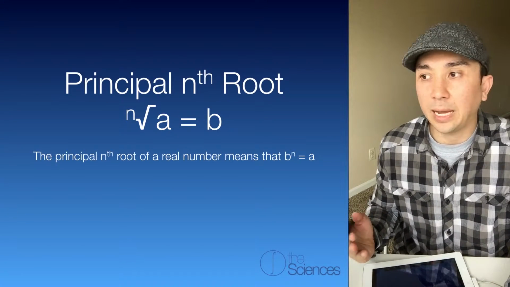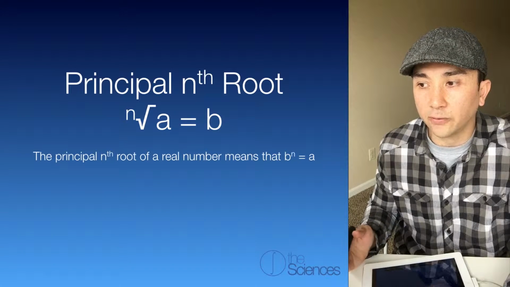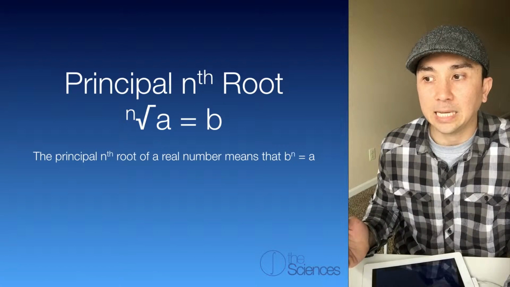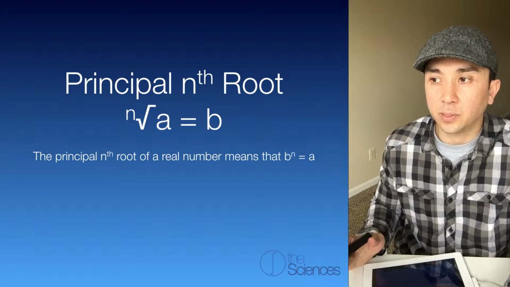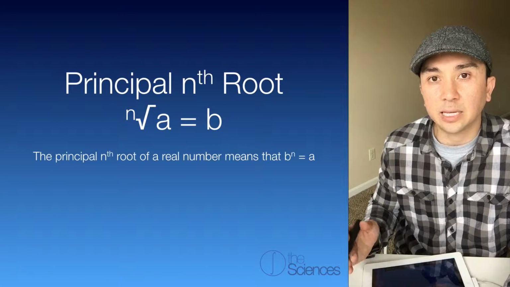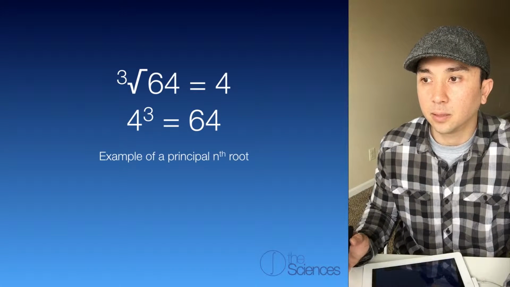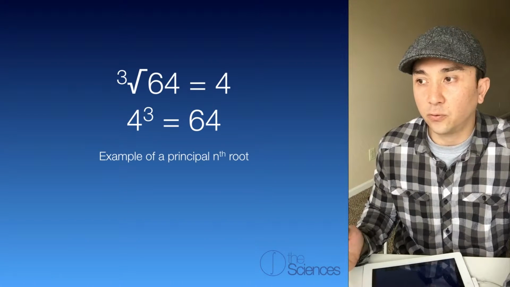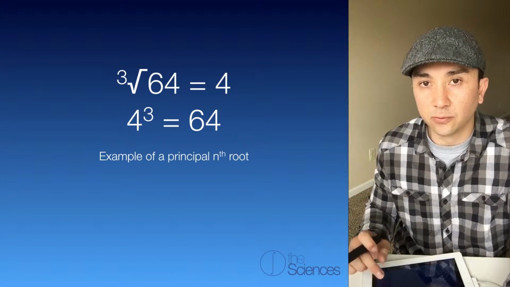Now the principal nth root of a real number means that b to the n equals a. So if the nth root of a equals b, that just means b to the nth equals a. Here's an example: the third root of 64 is 4, because 4 cubed equals 64.